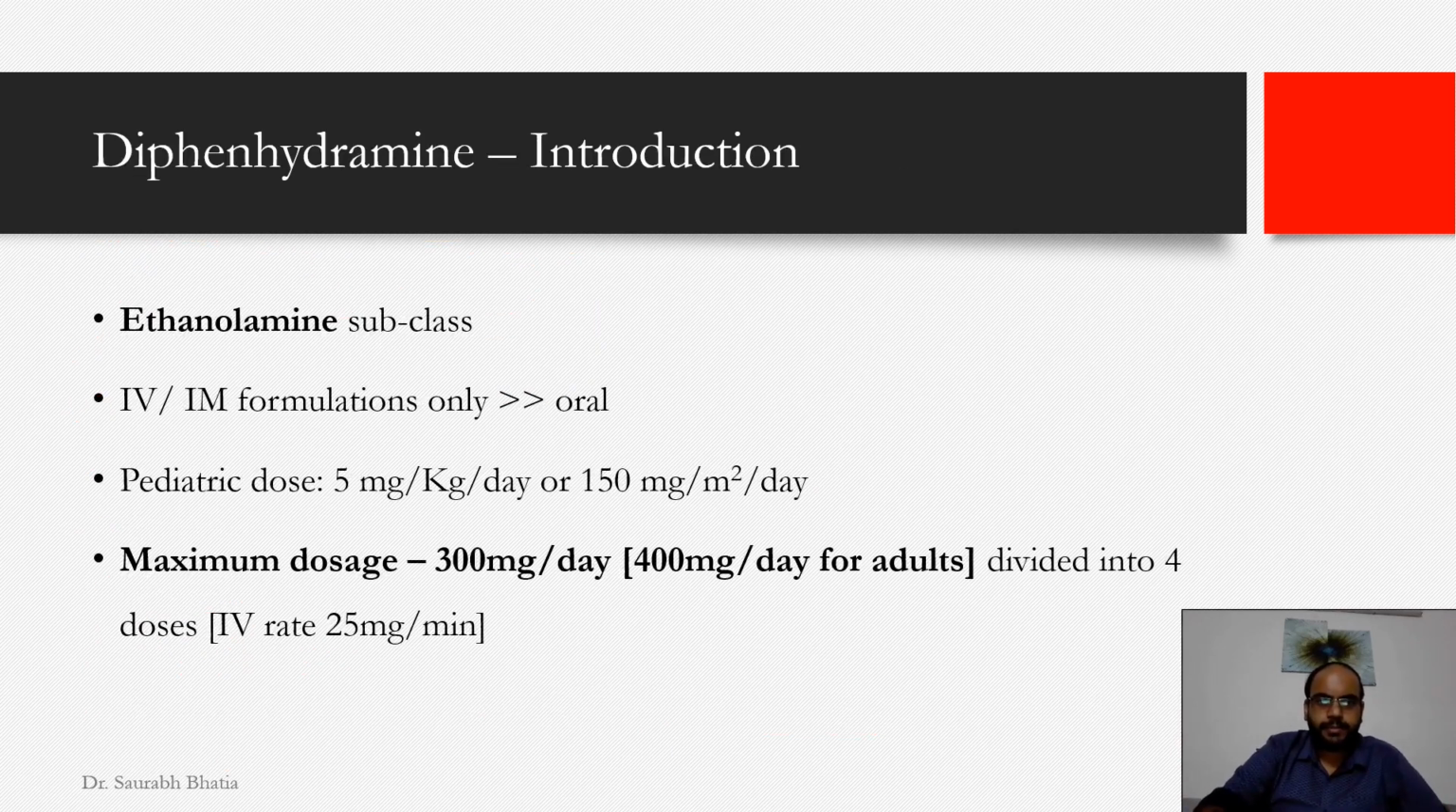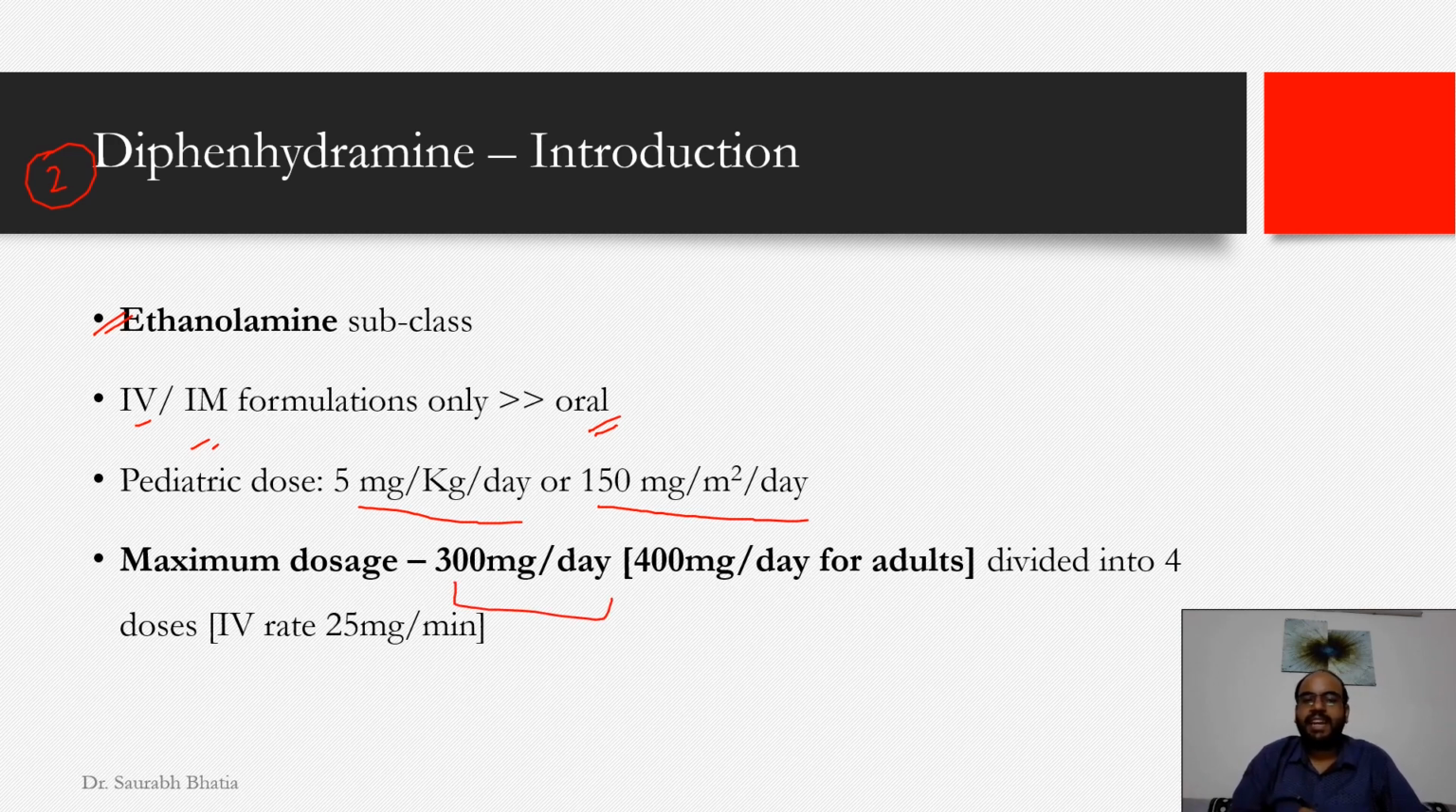That's all. Okay. Coming to the second drug, diphenhydramine, it is from the ethanolamine class. IV and IM formulation, that means a vial or an ampule is available. Oral are available, but it's better used as an IV or an IM preparation. Pediatric dose is roughly 5 mg per kg per day or 150 mg per meter square per day. Maximum dose is 300 mg per day for children, which can be increased to 400 mg per day for adults, which is divided into 4 doses. That means 300 divided into 4 doses or 400 divided into 4 doses.